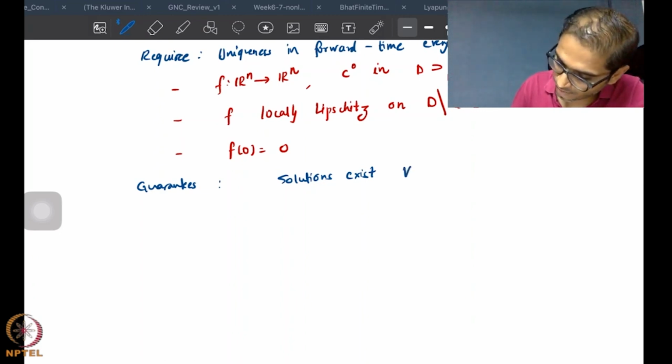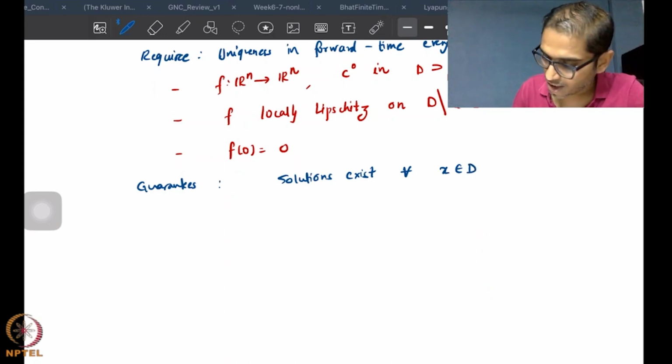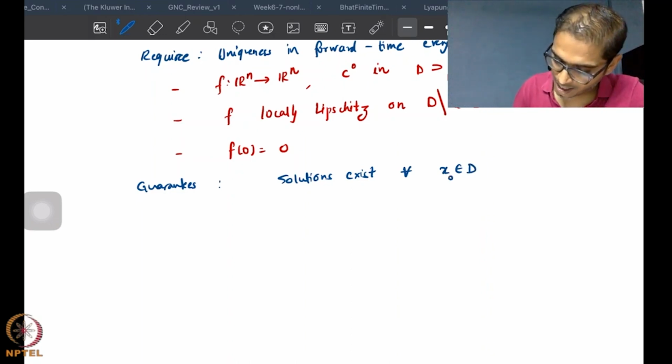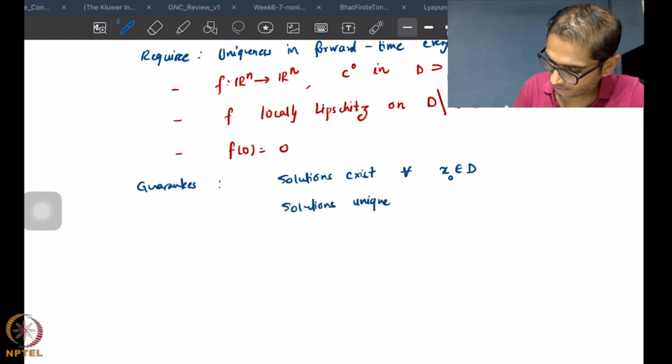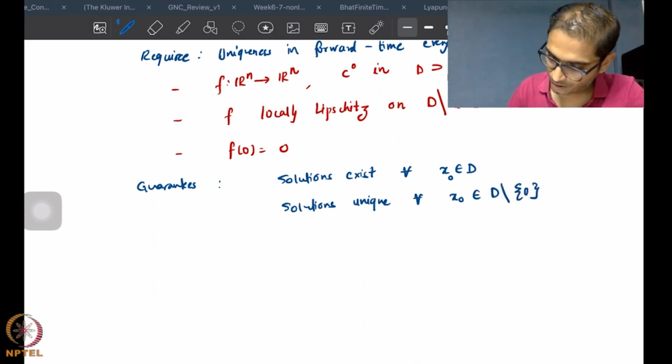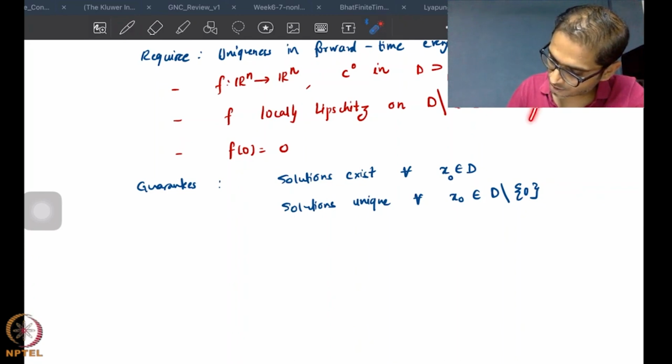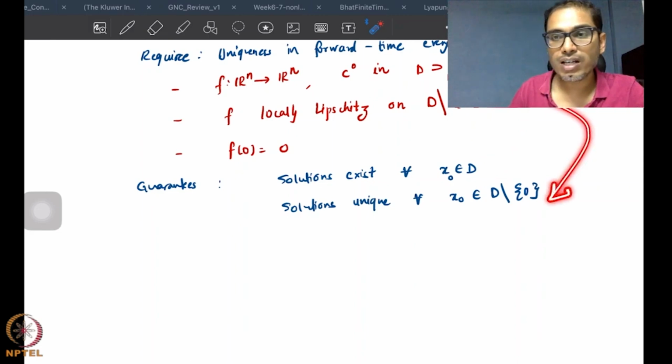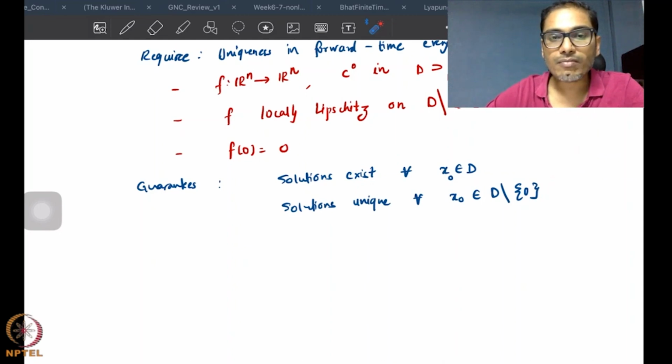for all x in D, that is all initial conditions in D, and further solutions are unique for all x0 in D with the origin removed. So obviously the existence of solutions for all initial conditions comes from here, and the uniqueness only for D removing the origin comes from here. Great. All right. I hope that's clear.